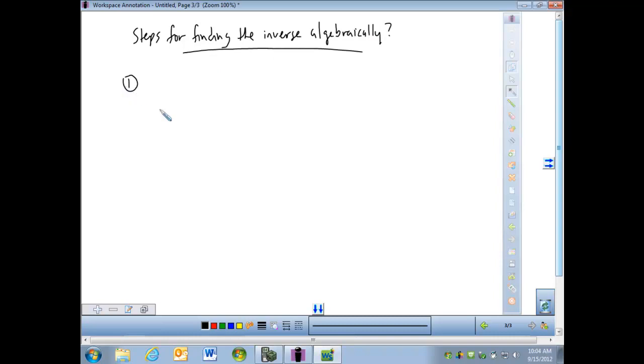There are 4 steps, pretty easy steps I think, as long as your algebra skills are fairly solid, to do this for just about any function. So the first step is, does the function have an inverse? It's a good question. If it doesn't, then all the rest of this work is really not very useful. The way that we will determine that is by using something called the horizontal line test, very similar to the vertical line test.